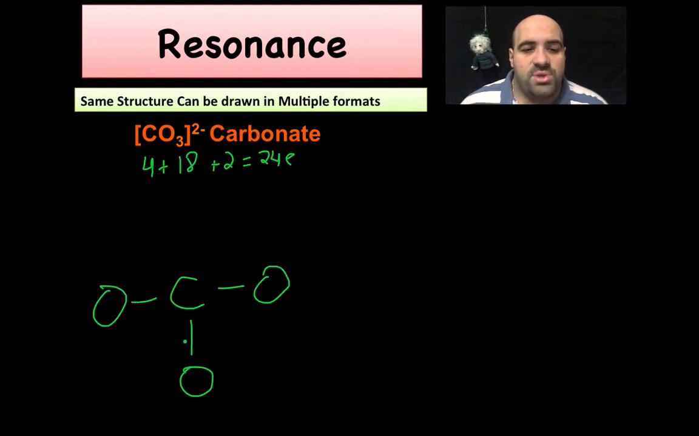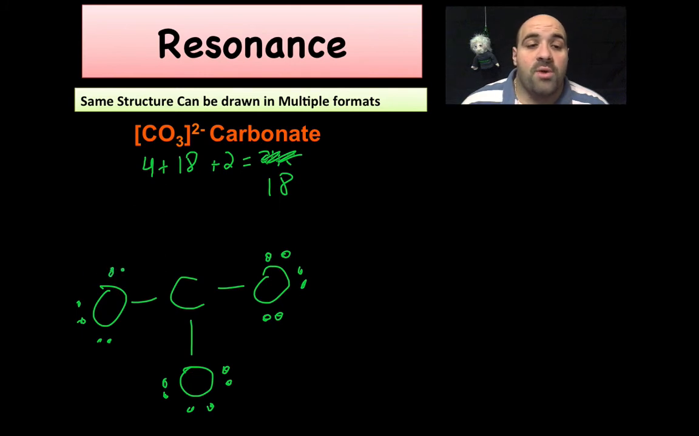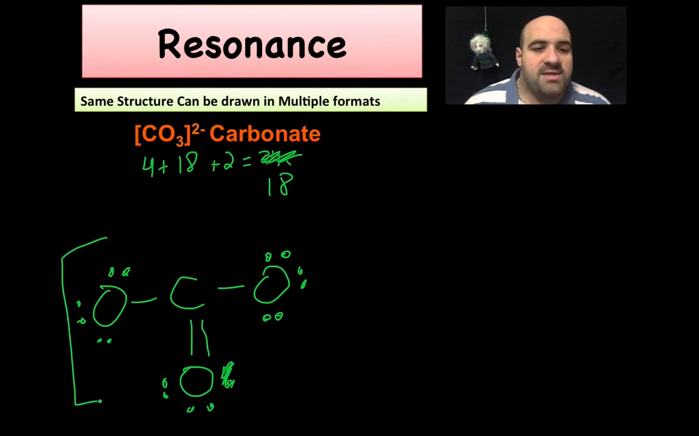And again, we've used 2, 4, 6 valence electrons, so we have 18 left. And I'm going to put 6 electrons around each oxygen. And again, we're going to have the same problem. Carbon's not going to have an octet. So what we're going to have to do is pick one of these pairs of electrons, cross them off and move them in as a double bond. And of course we need brackets, 2-.